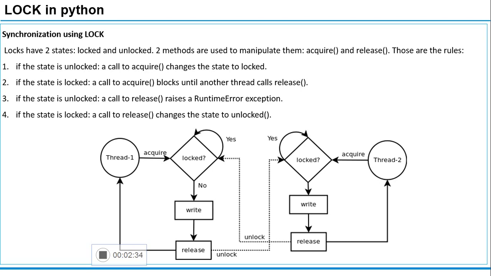That means the lock is already held by one process, and that specific process has to call the release method. Once it calls release, the state will be changed to unlocked. If the state is unlocked, a call to release raises an exception because it is already released, so you cannot call release again. If the state is locked, a call to release changes the state from locked to unlocked, the same as explained in the diagram.